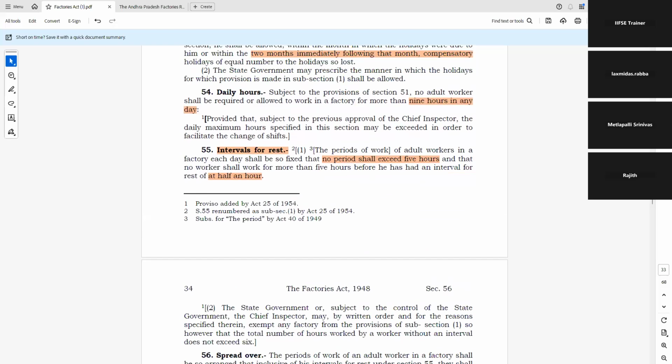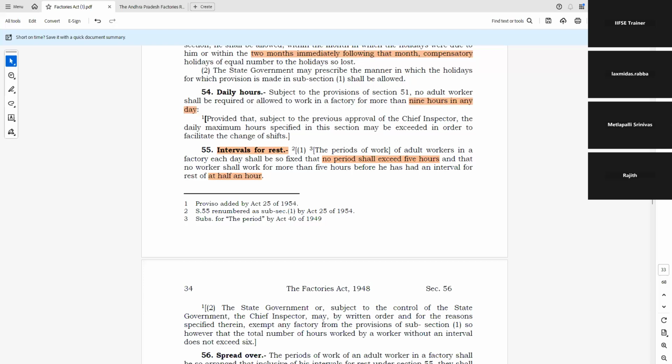Then daily hours, with respect to the section. No adult worker shall be required or allowed to work in a factory for more than 9 hours in a day. So when I say weekly, it is 48. If you talk about daily in a factory, it is not more than 9 hours. If you take a specific day, it should not be exceeded.